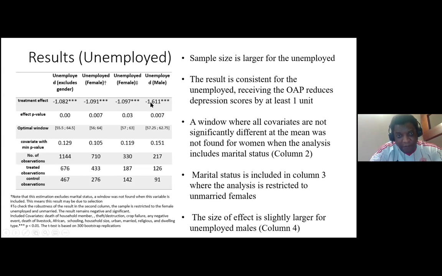So we notice that the effect is slightly larger for unemployed males compared to unemployed females. Again, perhaps this has something to do with the fact that not being employed has maybe a bigger effect on males relative to females.